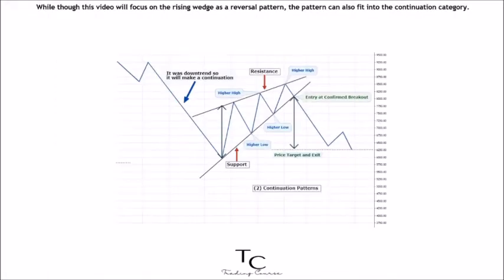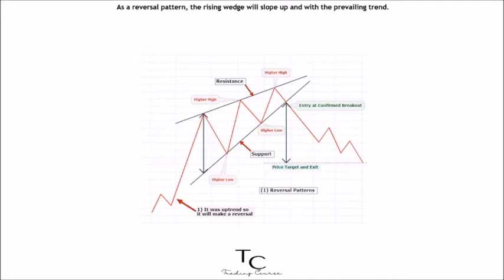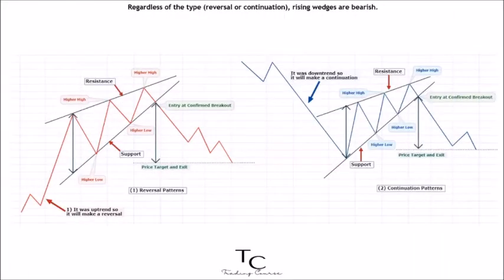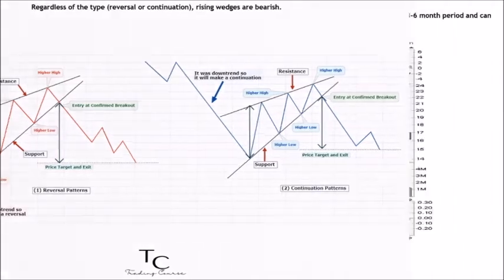While this video will focus on the rising wedge as a reversal pattern, the pattern can also fit into the continuation category. As a continuation pattern, the rising wedge will still slope up, but the slope will be against the prevailing downtrend. As a reversal pattern, the rising wedge will slope up and with the prevailing trend. Regardless of the type, reversal or continuation, rising wedges are bearish.